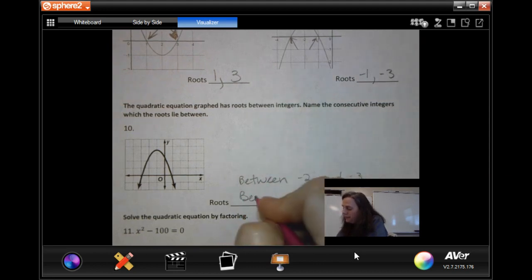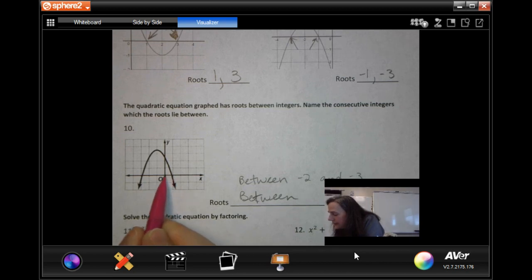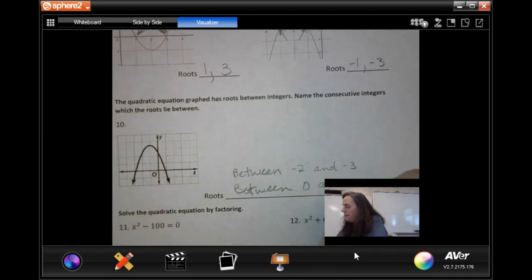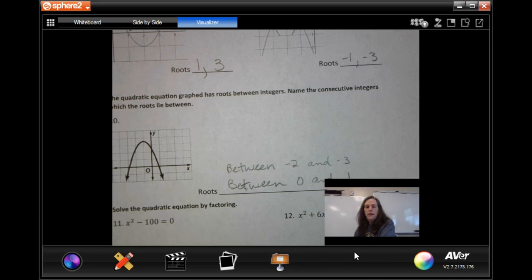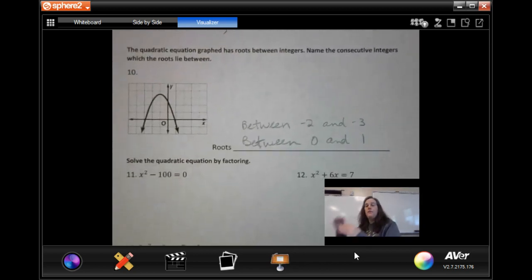And there's a second one here, which is between 0 and 1. Okay, I got a little low. Anyway, you're just eyeballing it again. Give the whole numbers on either side of the x-intercept.